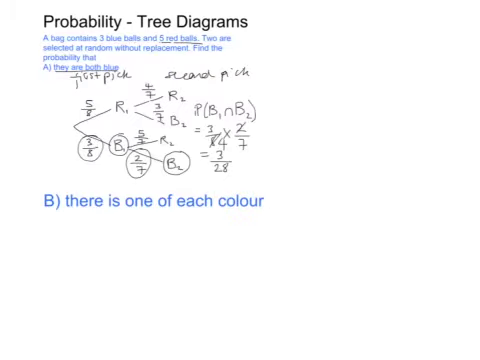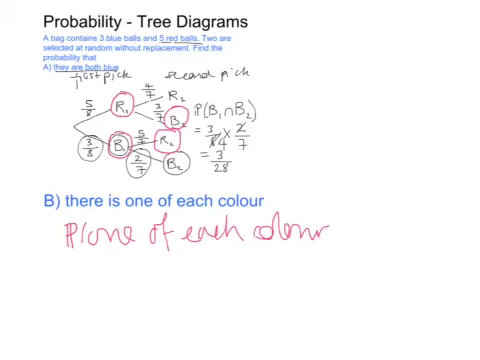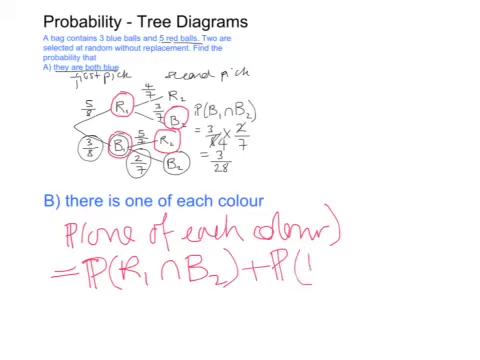Okay, now we want to find the probability that there is one of each colour, and there are 2 ways that that could happen. Either we could have R1 and then B2, or we could have B1 and then R2. So let's find the probability of the first option first. So to find the probability that they're one of each colour is the probability of R1 and B2 plus the probability of B1 and R2.